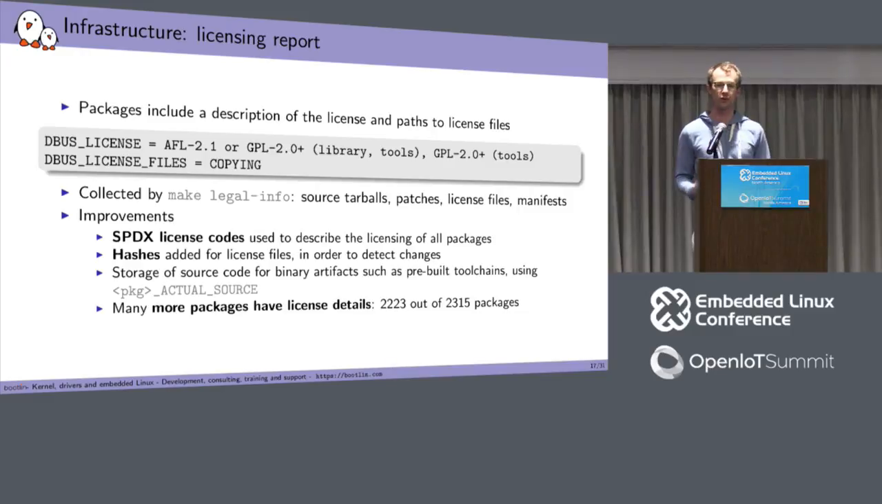When you download a pre-built toolchain, you download binaries. But as part of your license compliance process, you also want to ship the corresponding source code. So we have a new variable in packages where they can specify, okay, this is the binary you want to use for the build, but for the license compliance, here is the actual source code tarball that contains all the GCC and binutils source code, so that you can provide a set of tarballs that meet your license compliance requirements.